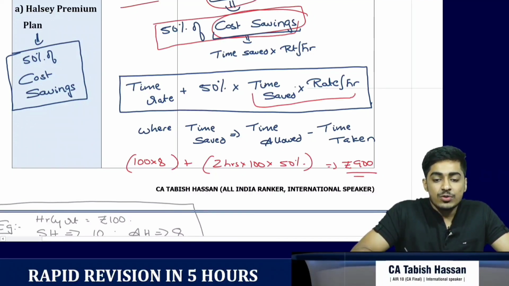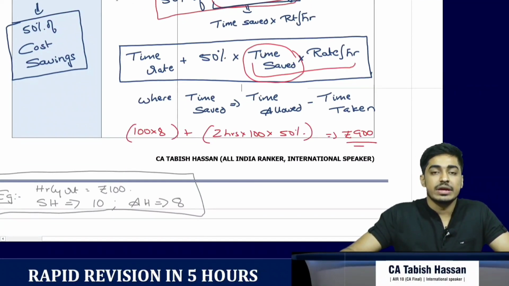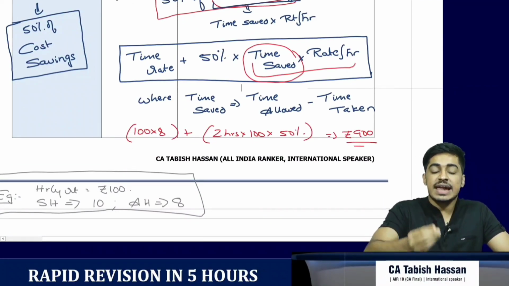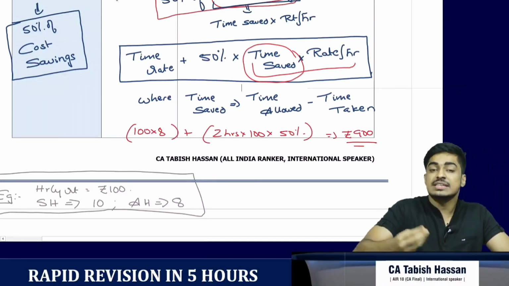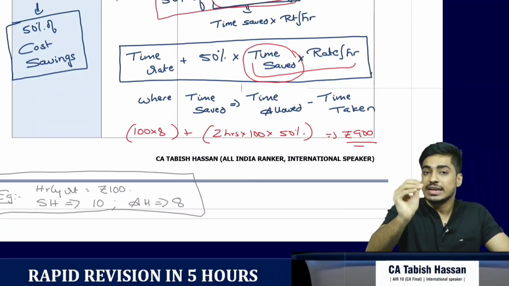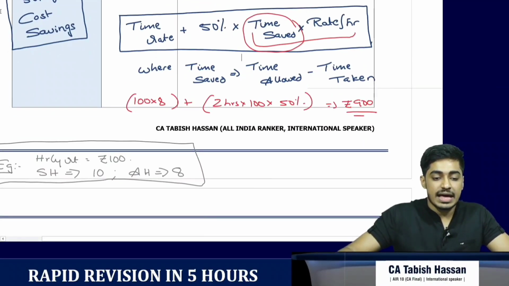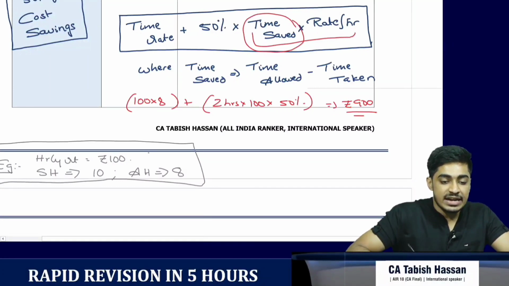And then how do we get the time saved? Say for example, to manufacture a product, the standard hours was 10, but actually he has done it in 8 hours. So time saved is equal to time allowed, that is 10 hours, minus time taken, 8 hours. So here we have an example. The hourly rate is 100 rupees. Standard hours was 10. Actual hours taken is 8.